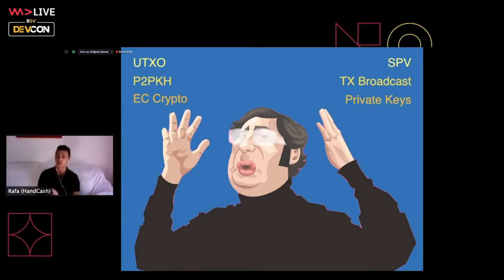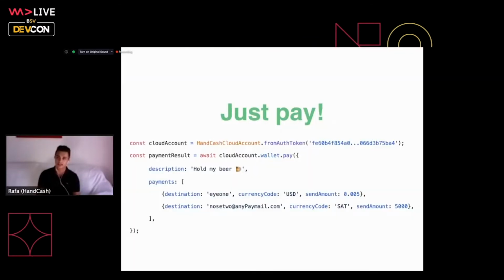And with HandCash Connect, all these concepts and probably all these months of learning and investment can be just something like that, just pay. So you require some sort of user authentication token. And once you have the token, you have permissions to use the user wallet. So just with these few lines of code, you can make an actual hello world in Bitcoin in a few minutes. And how do we get the token?